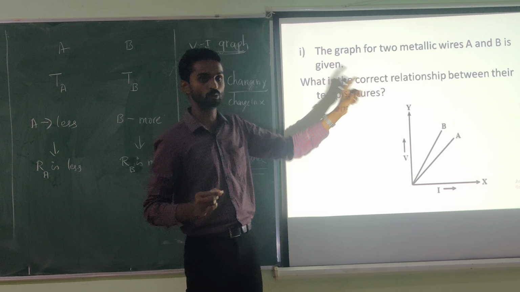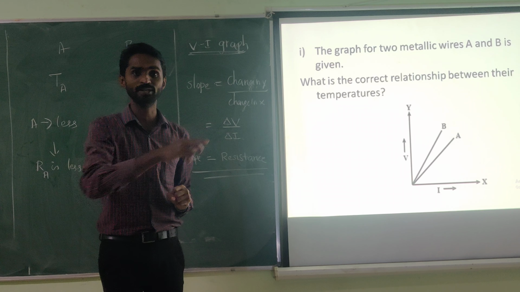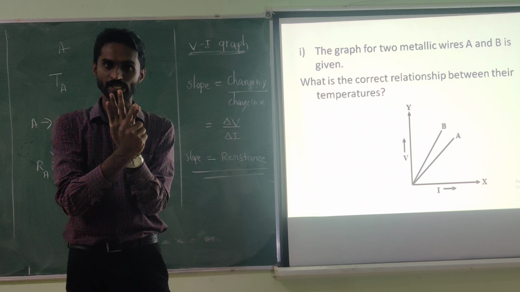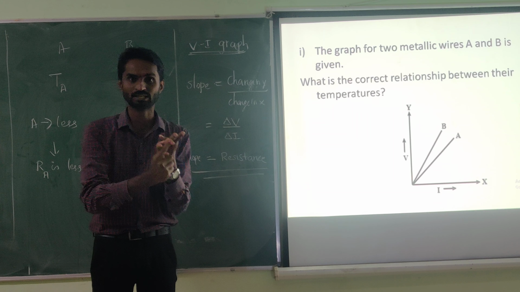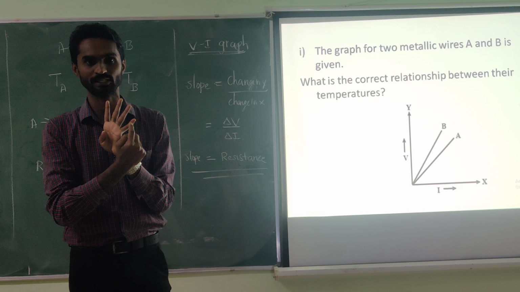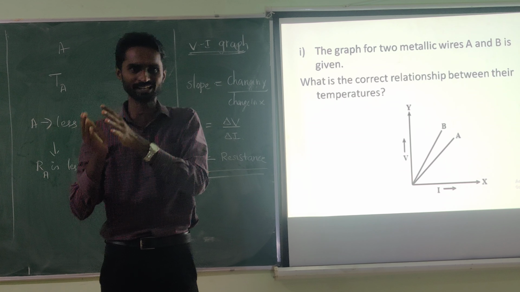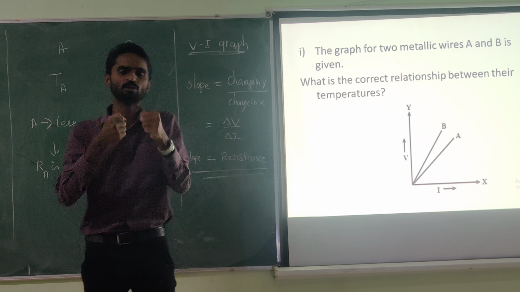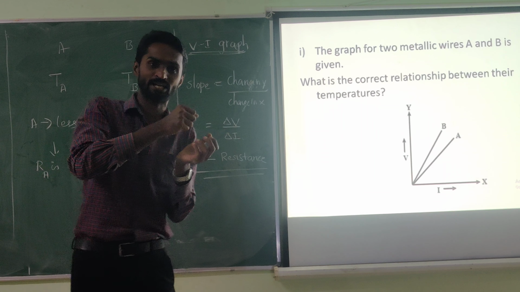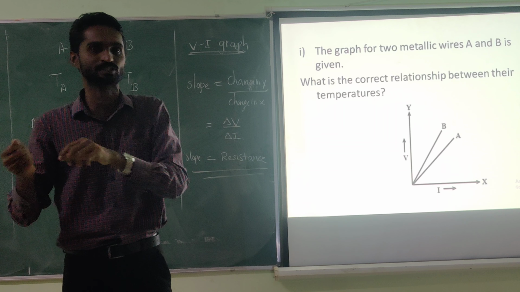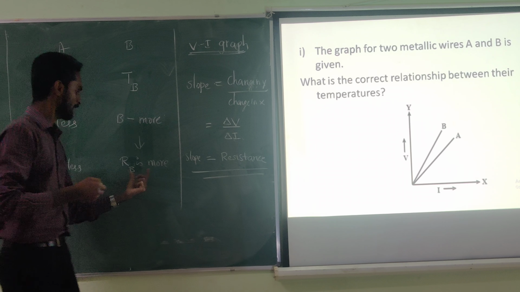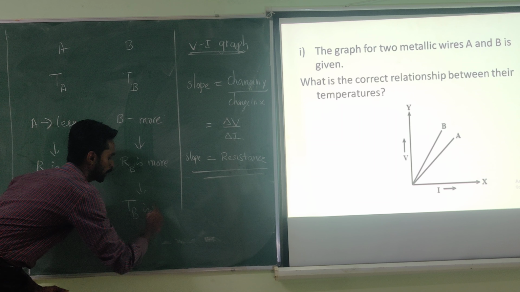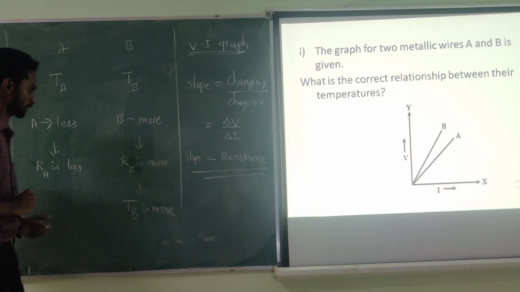Next, they are asking about the temperature. Children, keep in mind, I already told you resistance depends on four factors: temperature, material, length of the conductor and area of cross section of the conductor. If the temperature of the wire increases, then obviously the resistance also increases, because the collisions between electrons and positive ions also increase. So resistance is more means the temperature of B is more.